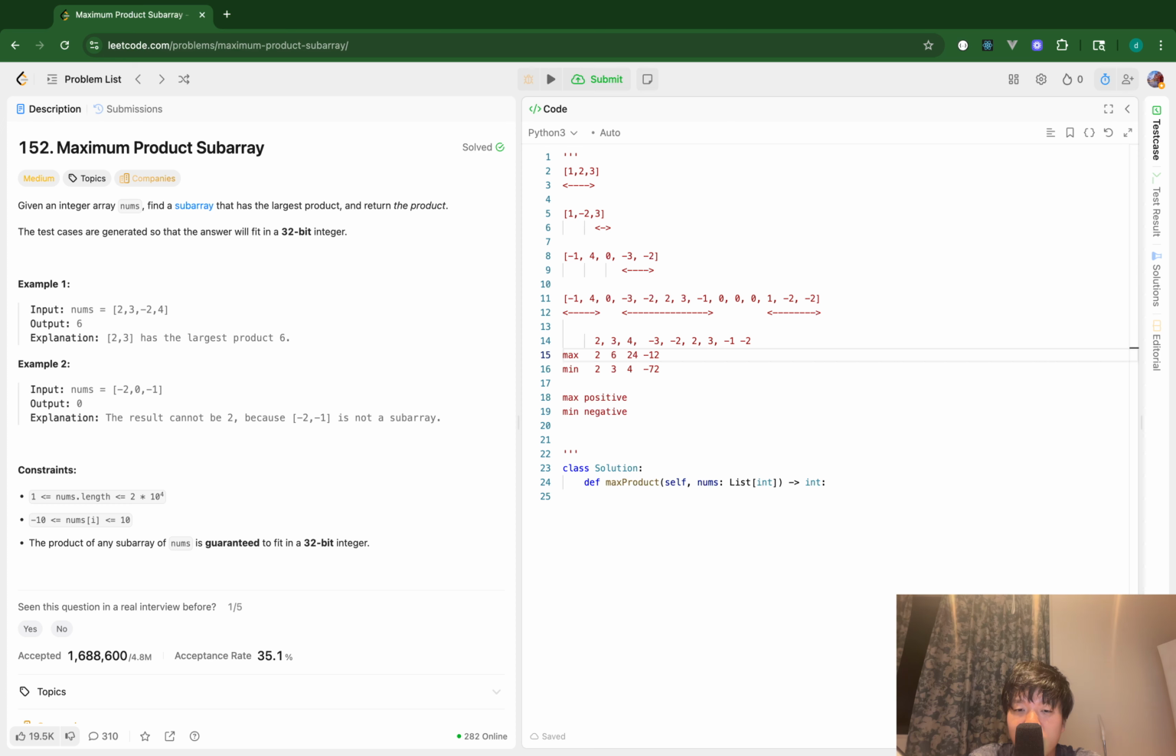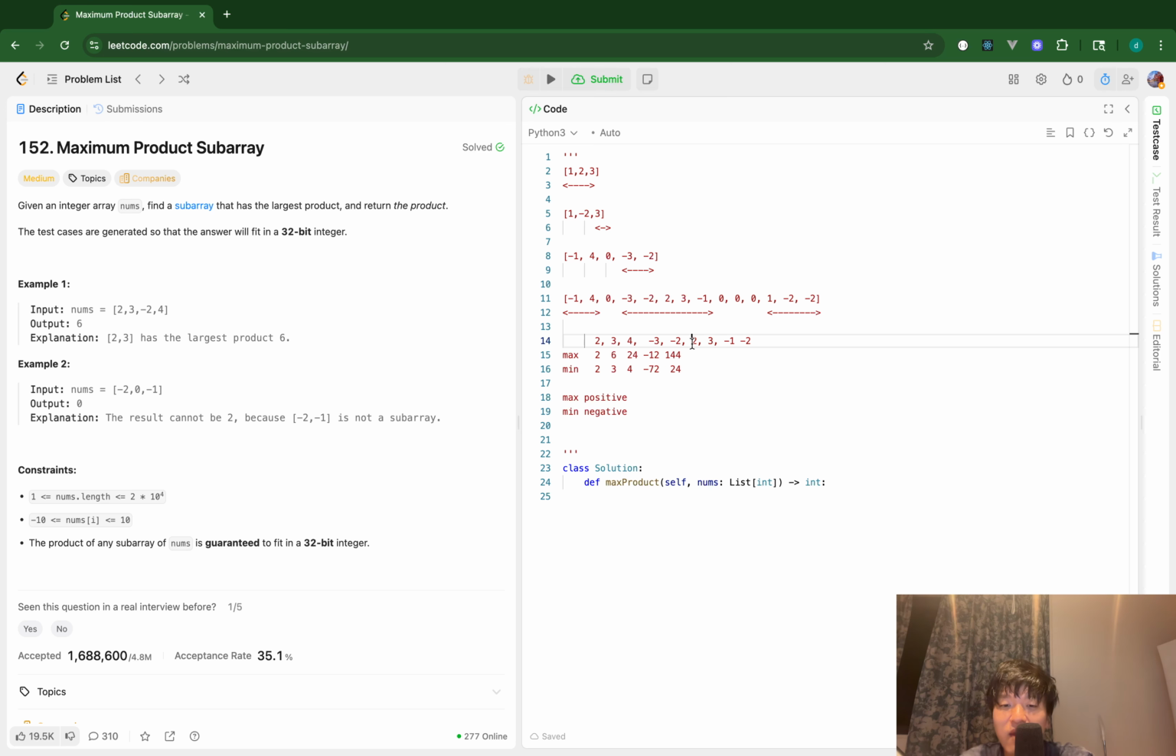Then when I get negative 2, I will think of the maximum product which ends with negative 2. So for maximum, because this is negative, I should multiply this with negative 72, and I get 144. And for minimum, I should multiply with negative 12, and I get 24. No, I think in this case, this is correct.